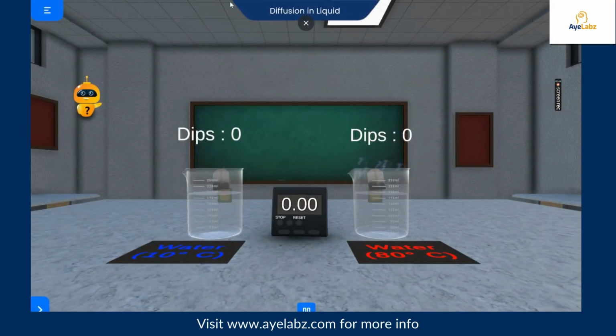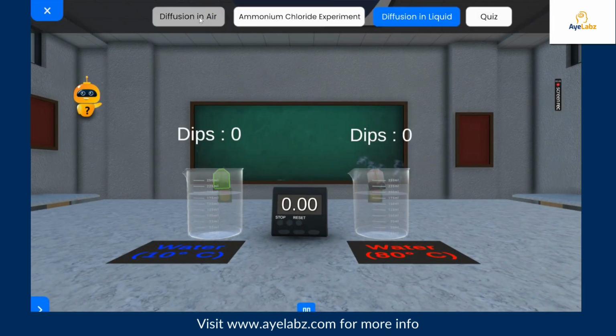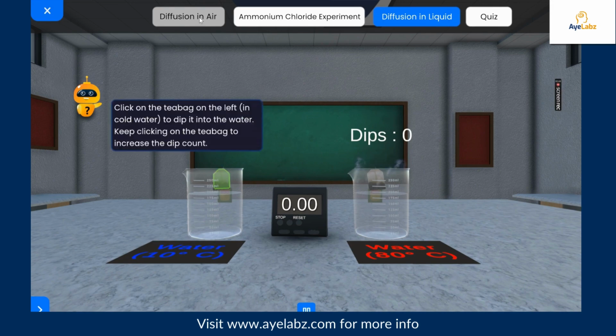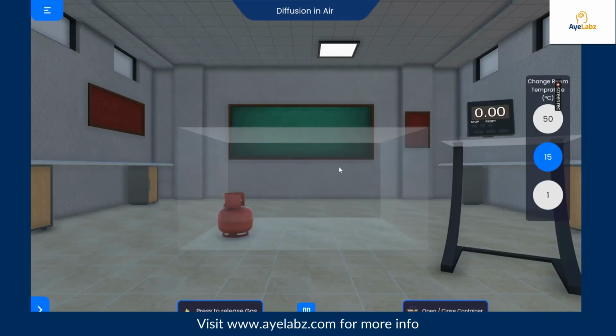Here we have 4 different parts. The first part is talking about diffusion in air. Let's get into this. Here we have different temperature ranges on the right hand side of your screen, like 50 degrees Celsius, 15 degrees Celsius and 1 degree Celsius.